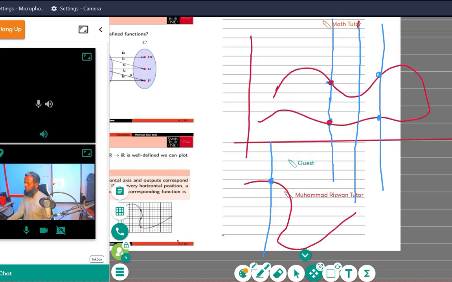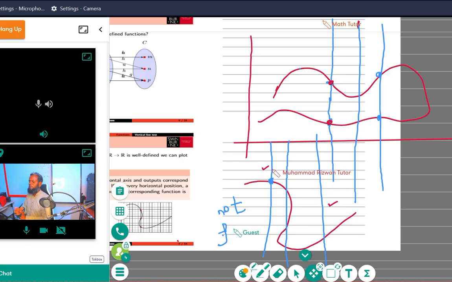Draw here. I said at any point if you draw the vertical line, it should be passing through one point. Is it a function or not? No, not a function. These lines are passing through one point, but I am saying if you draw a vertical line from any point of the graph, it will cut only one point. It will pass through only one point, then this is a function. Okay, clear now?